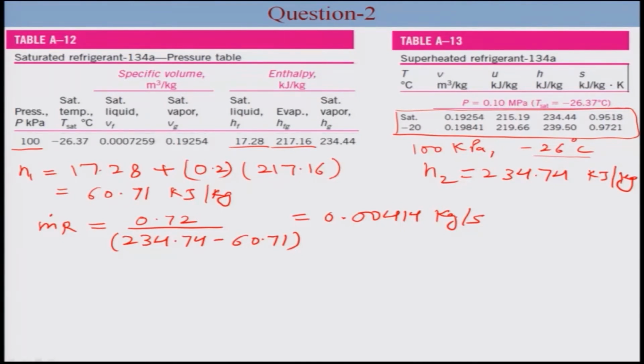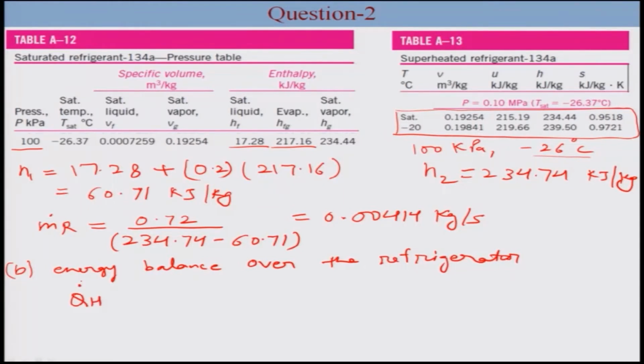The second part is to calculate the rate of heat rejected to the kitchen air. If we apply energy balance over the refrigerator, the heat which is rejected from the refrigerator, or its rate, is equal to the rate of heat removed from the refrigerated space plus the power which is given as input. We know all the values except Q_H dot. So 0.72 plus 0.60 is equal to 1.32 kilowatt. So this much amount of heat is rejected to the kitchen air.